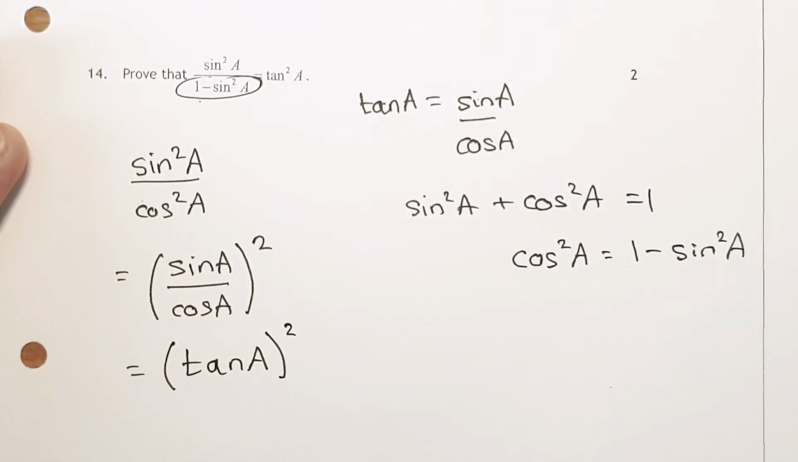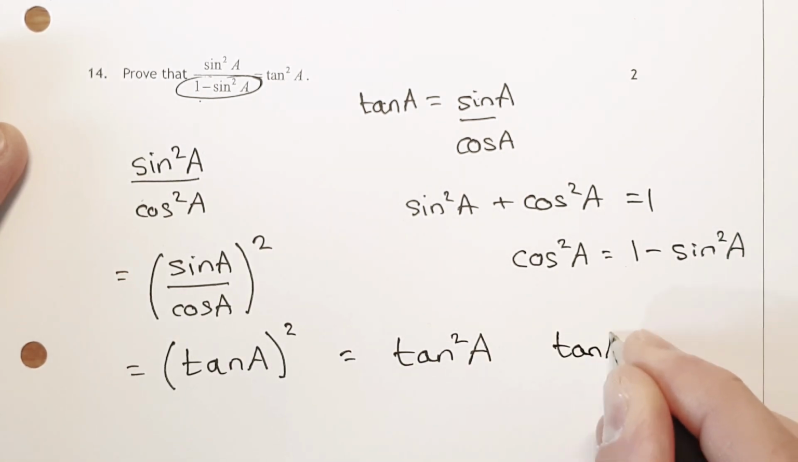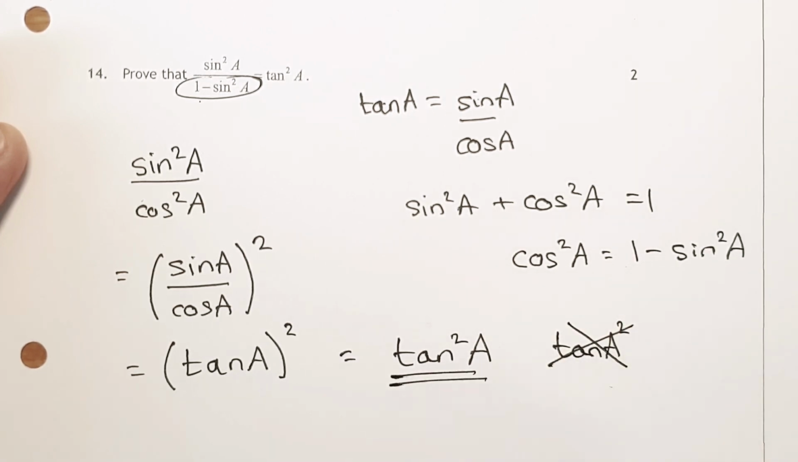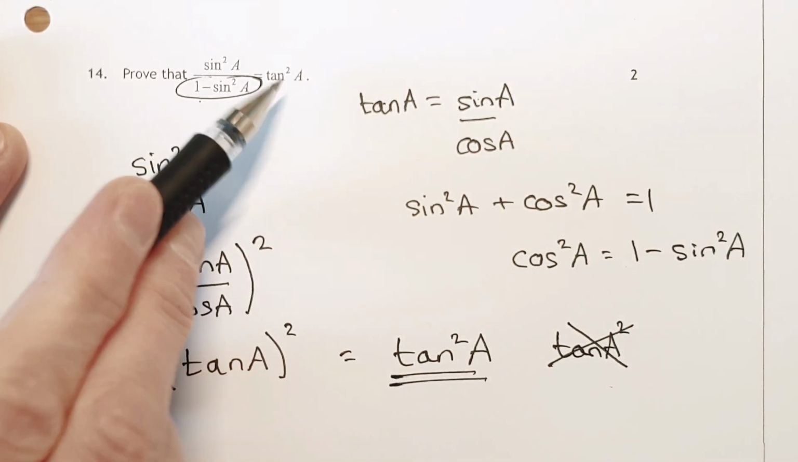So that's all squared. And the neat way of writing that is you don't write tan A with the squared there. The way you write it is tan squared A. So it's not tan A squared. That means something different, so it's not that. And that is what it's asked us to show, so that's our answer.